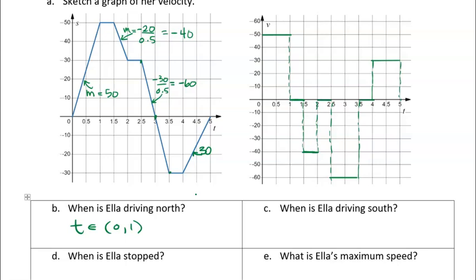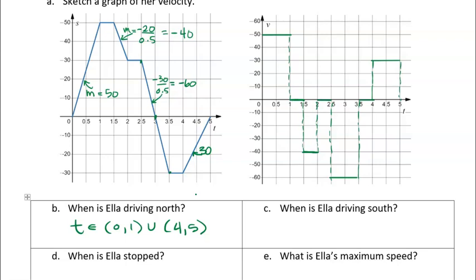And then she stopped. She's driving south, because the negative velocity would mean she's driving south. But then she had to go back home, and so she's driving north also between 4 and 5. Okay, so it looks like these lines with positive slope are indicating that she's driving north.